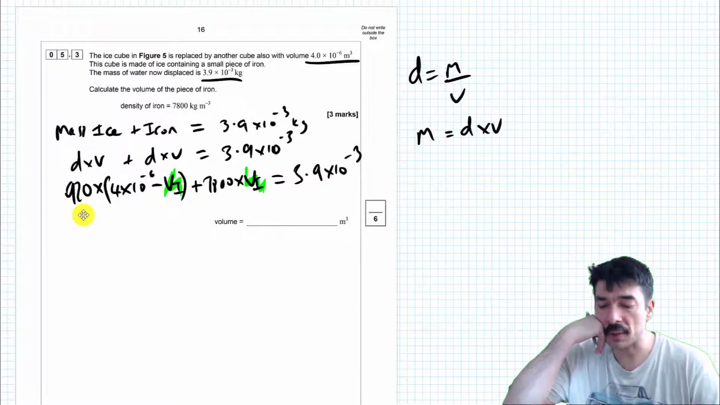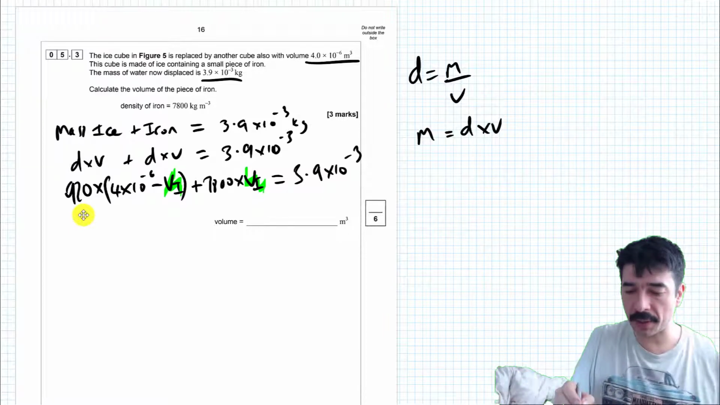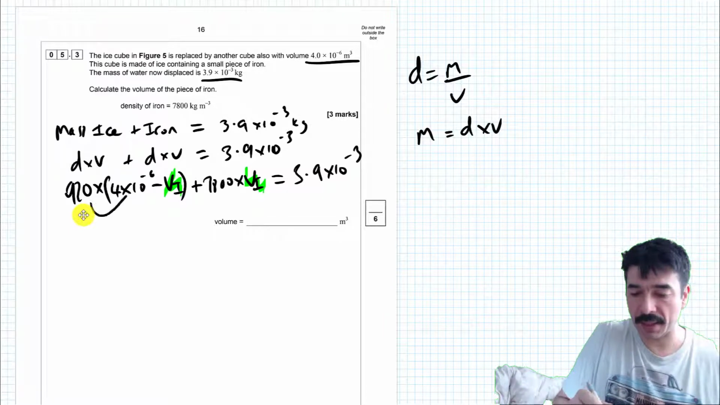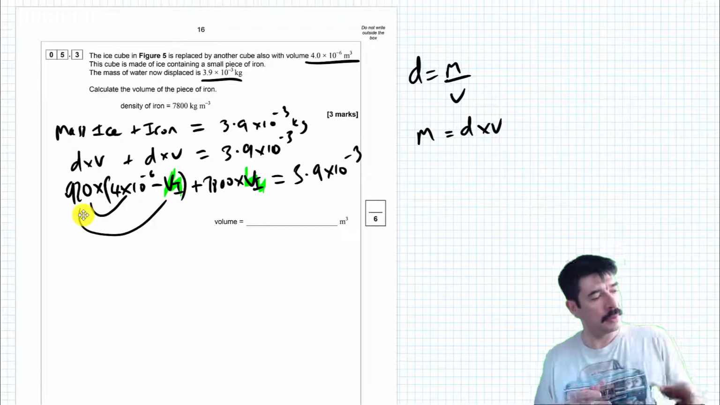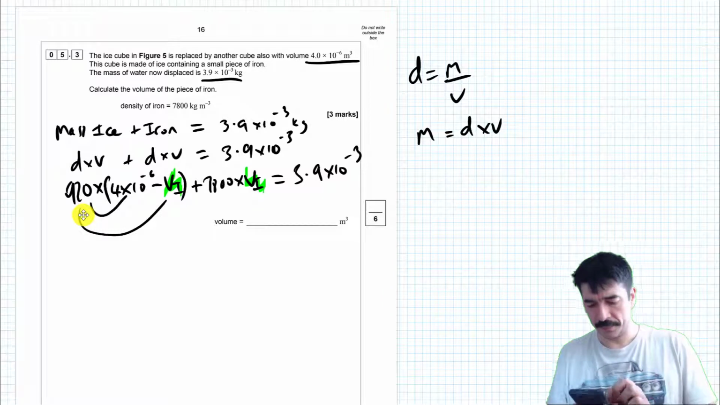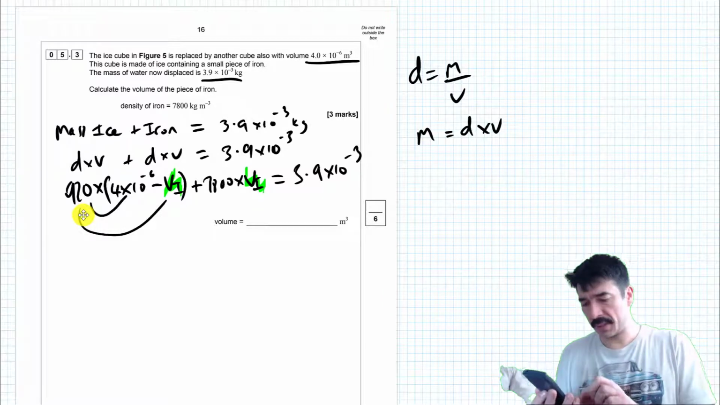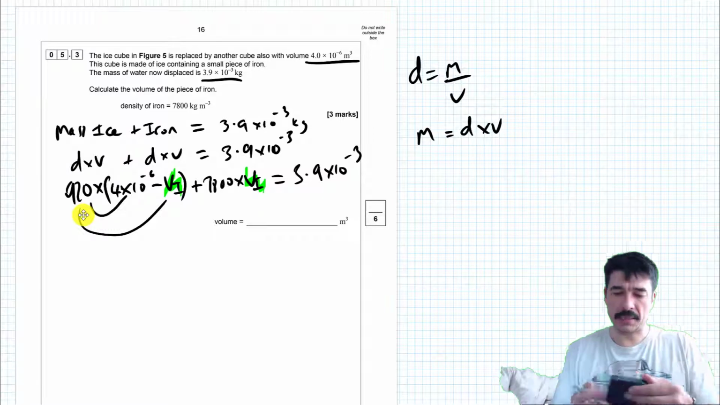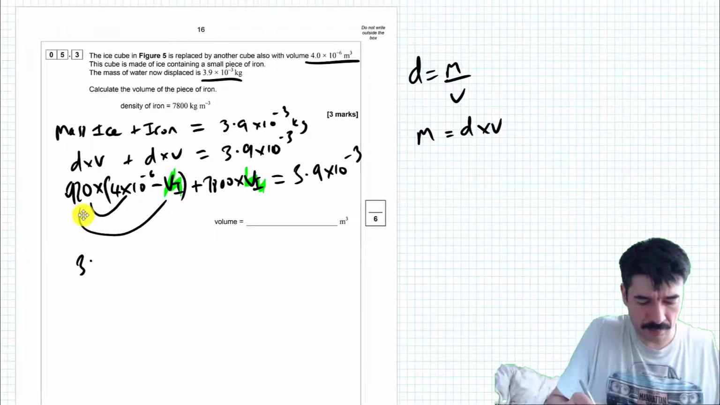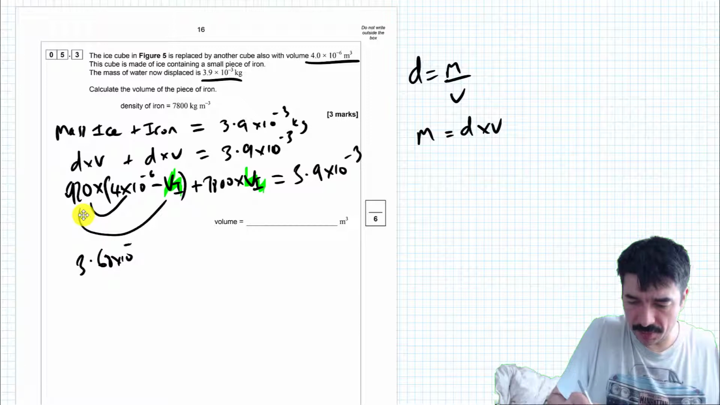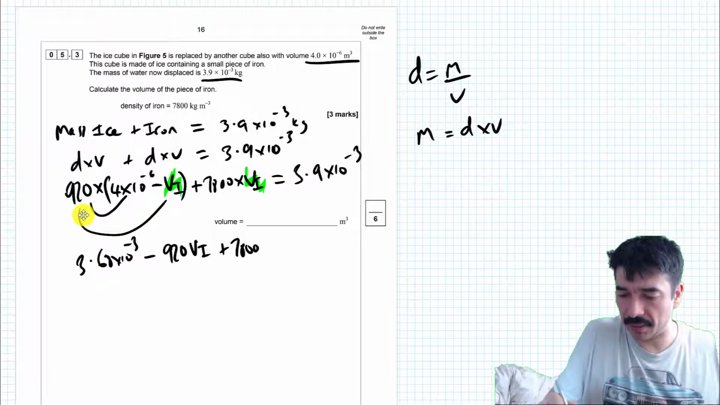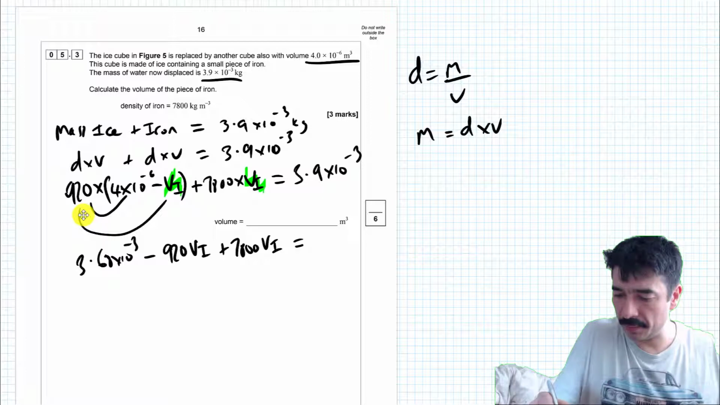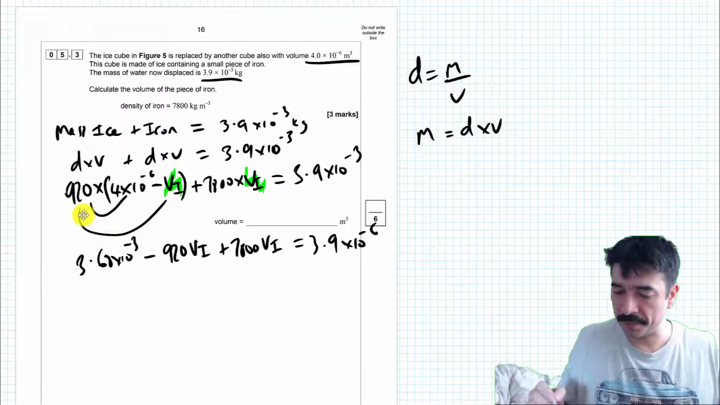Right, so now the job is to simplify. So I can multiply out these brackets. I can do 920 times that, I can do 920 times VI, and then I should be able to simplify from that step on. So 920 times 4 times 10 to the minus 6 gets me 3.68 times 10 to the minus 3, minus 920 lots of VI, plus 7800 lots of VI, okay, equals 3.9 times 10 to the minus 6.